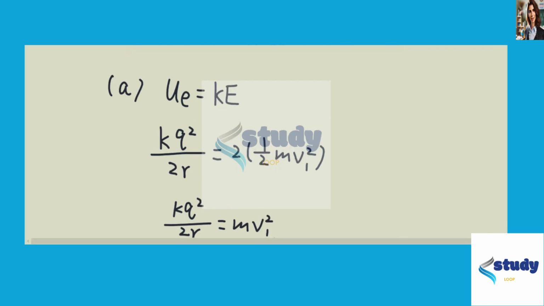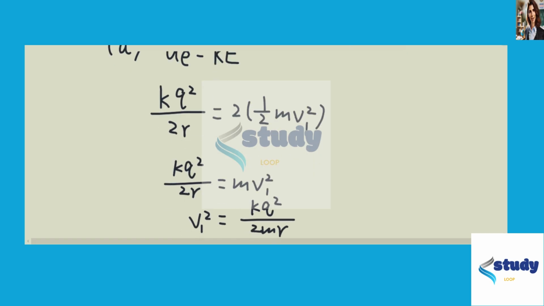Okay, so due to the energy conservation law, the electric potential energy must be equal to the kinetic energy of the particles. Therefore, we have kq squared over 2r is equal to 2 times 1/2 mv1 squared. The distance between the particles is 2r because each particle has a radius r, and since there are two particles, the distance between them is 2r, which is the diameter.